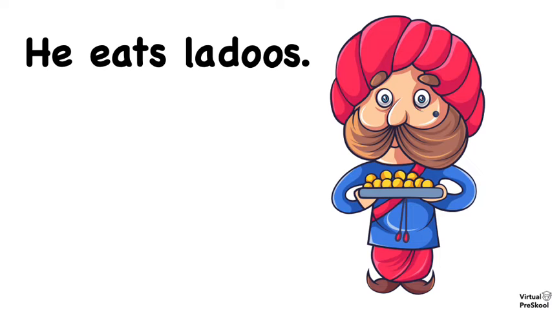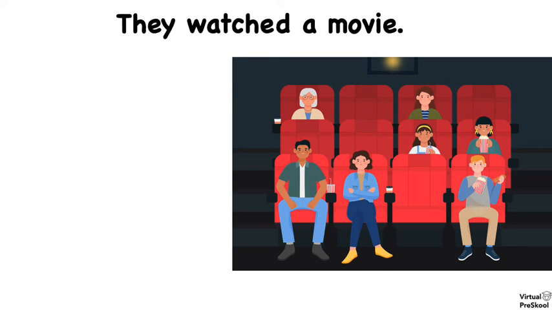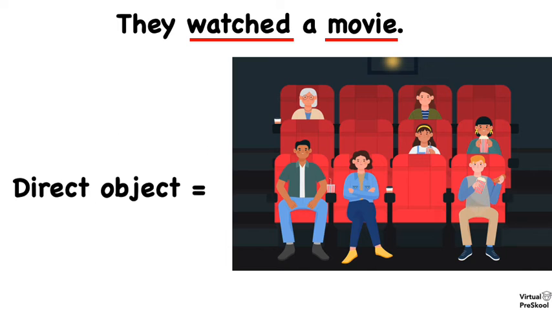He eats laddus. What's the action? Eats. What is receiving the action? Laddus. So what's the direct object? Laddus. Let's look at another one. They watched a movie. What's the action? Watched. What is receiving the action? Movie. So what's the direct object?